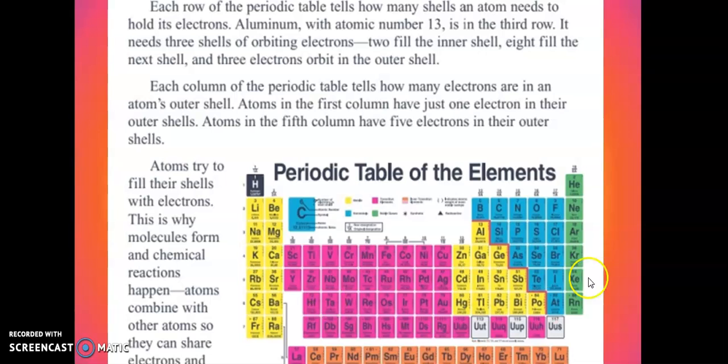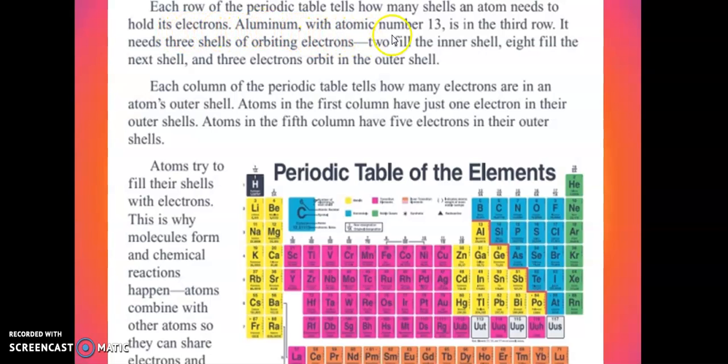This is our example of the periodic table of the elements. Each row of the periodic table tells how many shells. I already read this. Each column of the periodic table tells how many electrons are in the atoms. Pay attention. I didn't read this part, so I'm going to read it again. Each row of the periodic table tells how many shells an atom needs to hold its electrons.